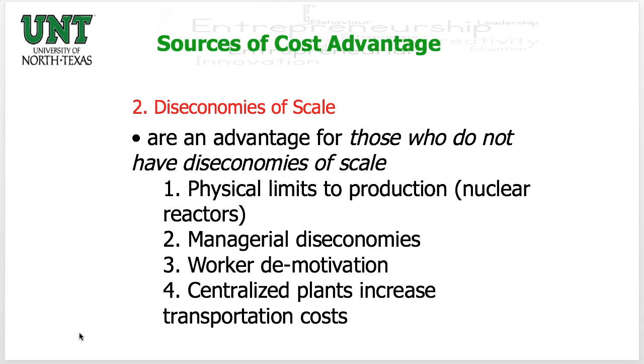This is economies of scale. Or you think, what is this doing under sources of cost advantage? Well, this one is actually going to be a cost advantage for every company in the industry that does not have this diseconomy of scale. So the first one is physical limits to production. Think about this one like Chernobyl. This is basically where you go past how much volume you can handle and you have severe consequences.